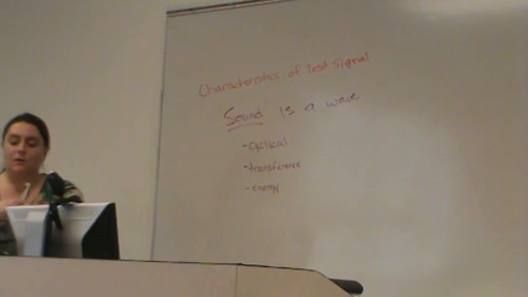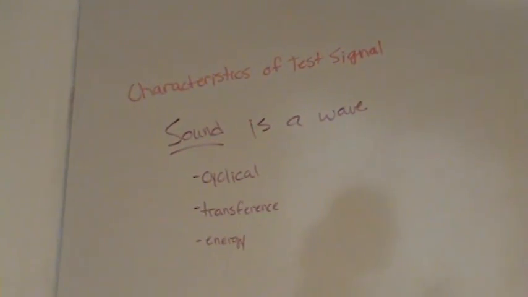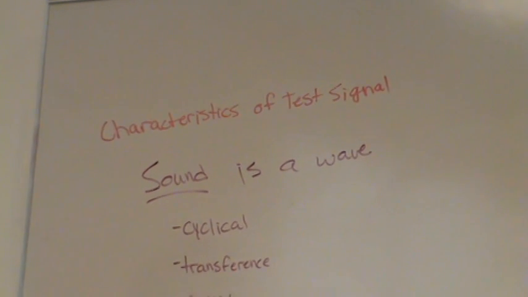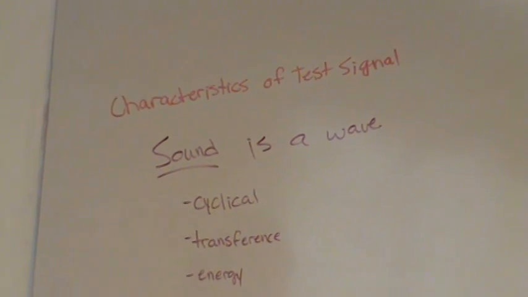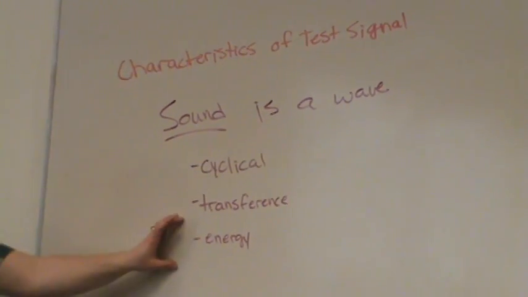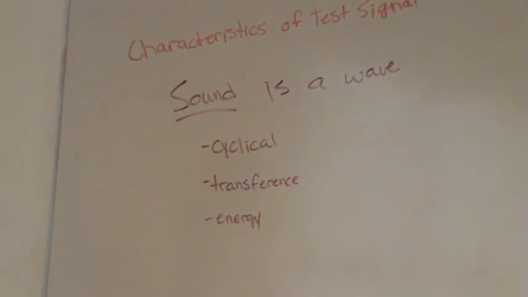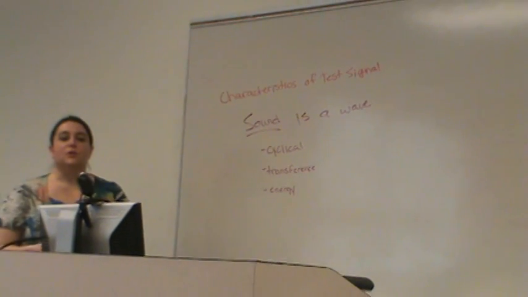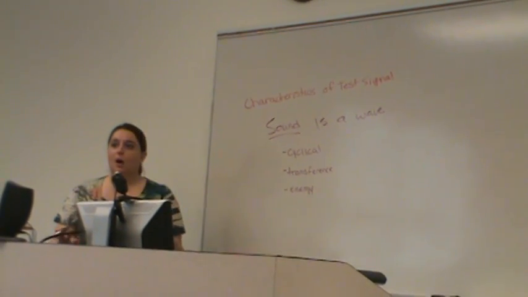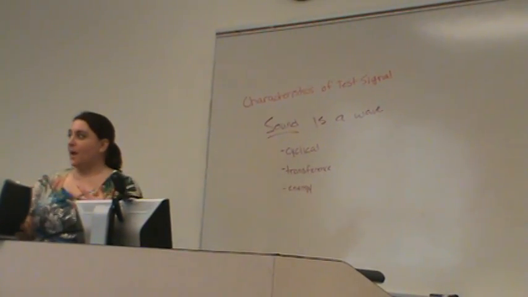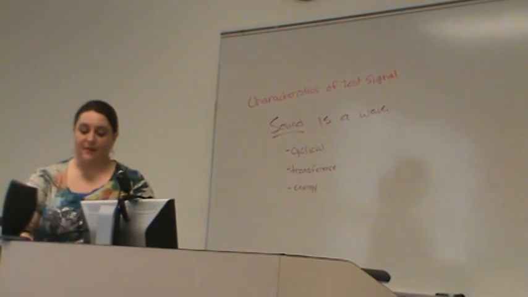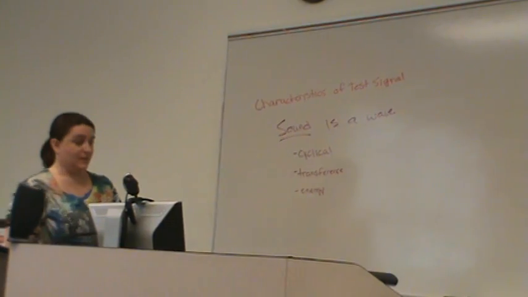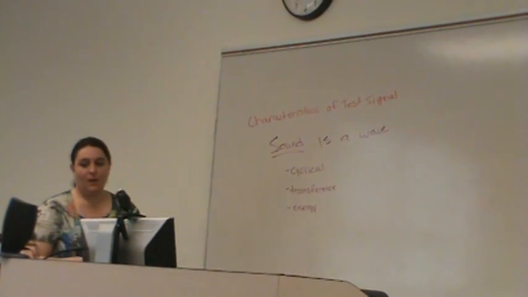Cyclical means it happens over and over, it's repetitious. Transference means it's moving from one place to another, so it's actually moving through and interacting with a medium, and it is a form of energy. We just got done talking about all of those bioeffects and safety stuff. So we know it is a form of energy, we know it does interact with the body, it does cause some changes to happen, and at the intensities that we use, it doesn't cause any permanent damage, but it is a form of energy.